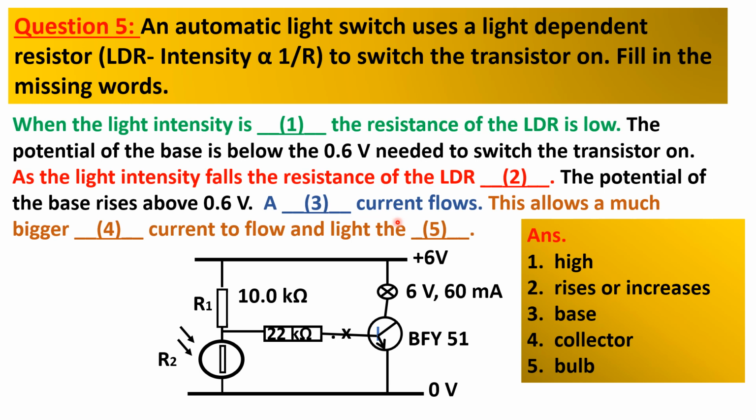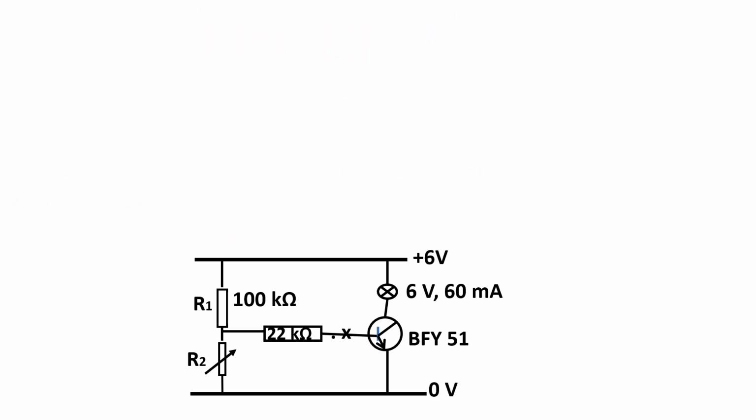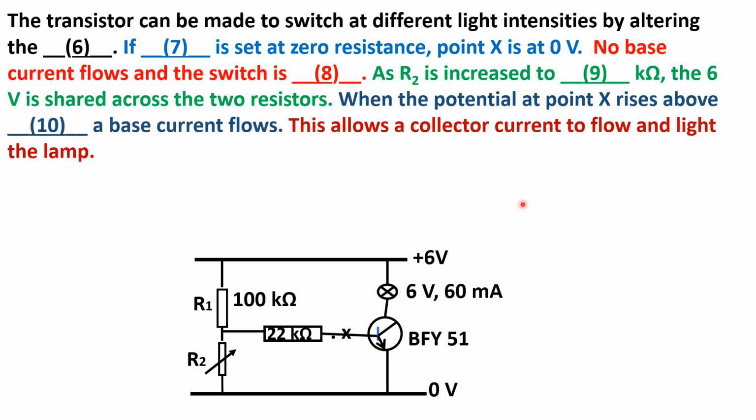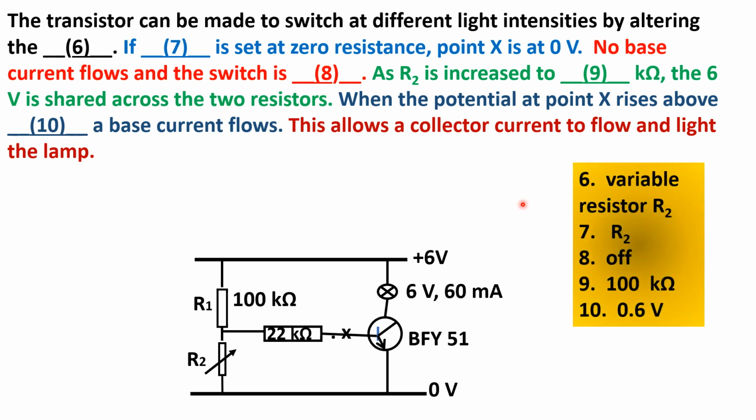And the light, the blank. For number 5, it is the bulb or the lamp. So you can also have lamp as your answer instead of bulb. So these are the complete answers for the first part. We'll proceed to the second part. So the answers for the second paragraph, these are the answers. So let's go over.